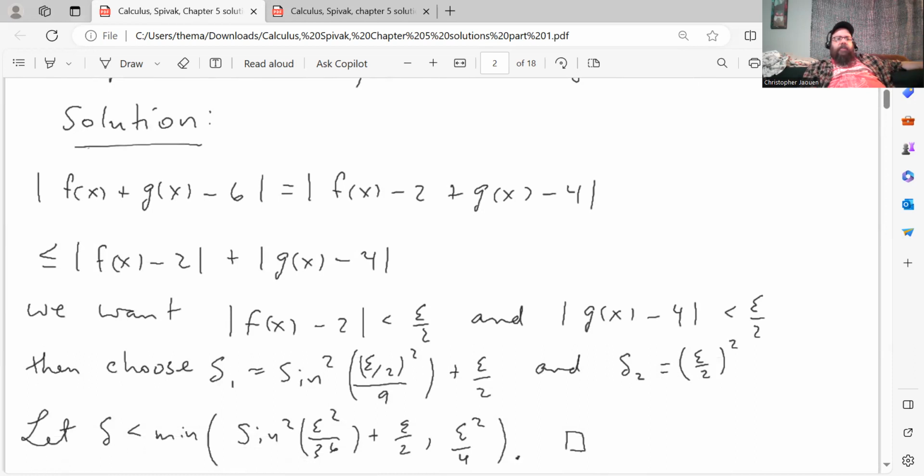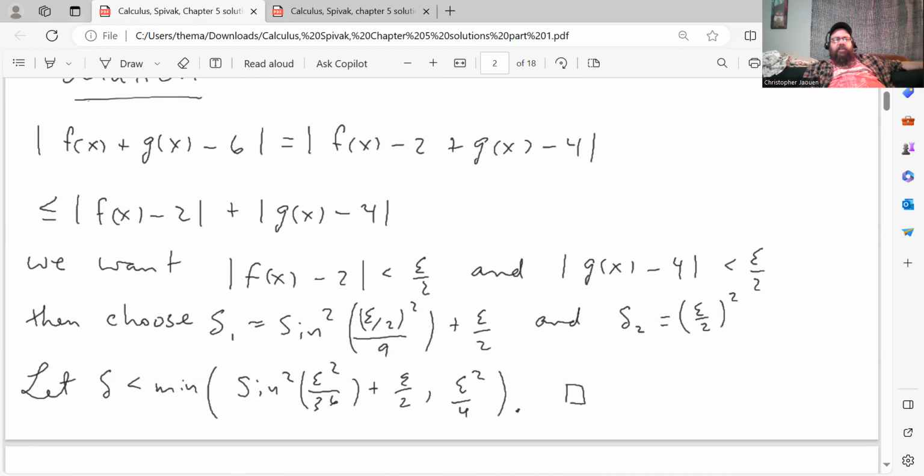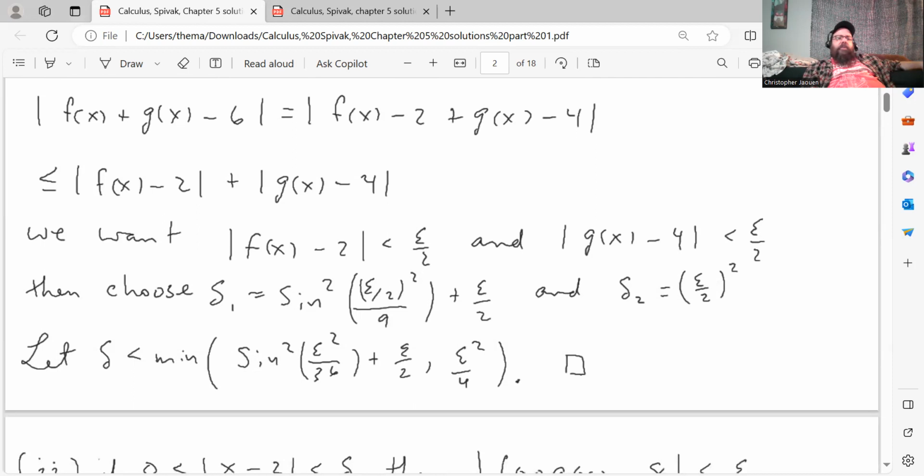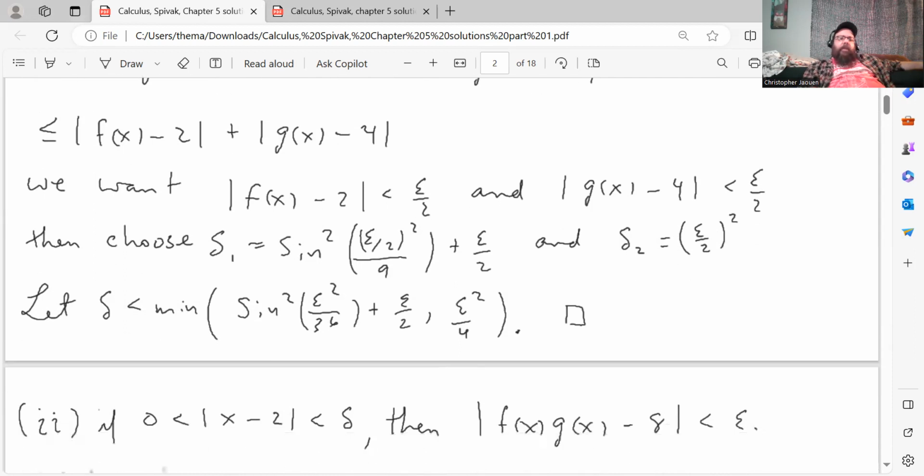So here, notice that the absolute value of f of x plus g of x minus 6 is equal to f of x minus 2 plus g of x minus 4, right? Because minus 6 is the same thing as minus 2 plus minus 4. And by the triangle inequality, that's less than or equal to the absolute value of f of x minus 2 plus the absolute value of g of x minus 4. So what we want is the absolute value of f of x minus 2 to be less than epsilon over 2, and the same thing for the absolute value of g of x minus 4. We want that to be less than epsilon over 2, because then we could say this is less than epsilon over 2 plus epsilon over 2, which is equal to epsilon.